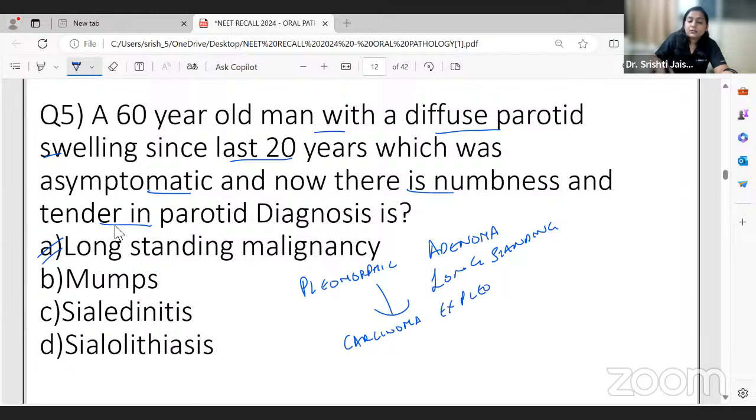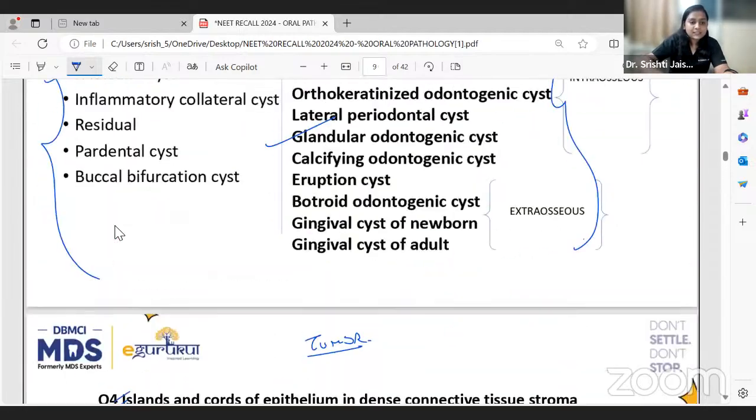Carcinoma ex pleomorphic adenoma. Just give me a second. Question number 2 again. Okay, I'll discuss that.